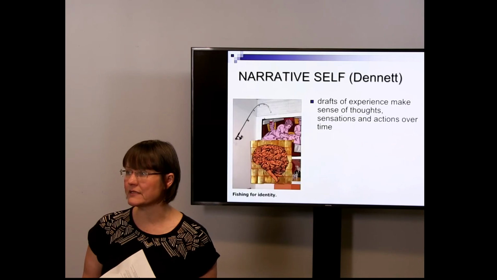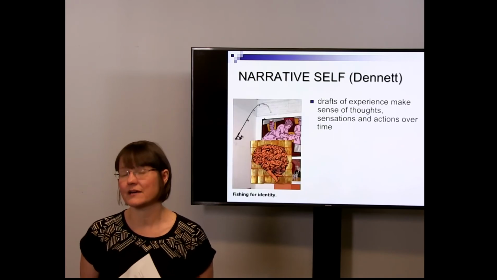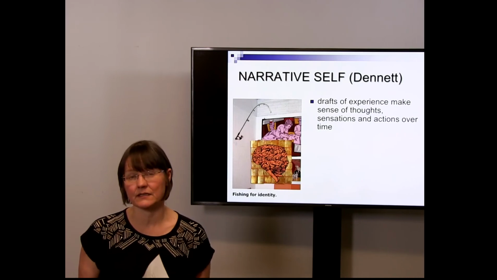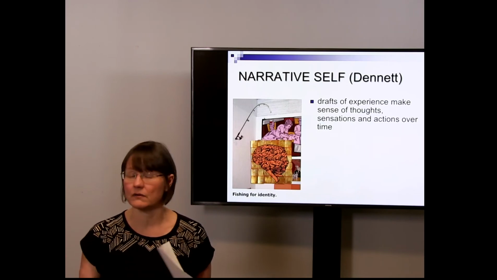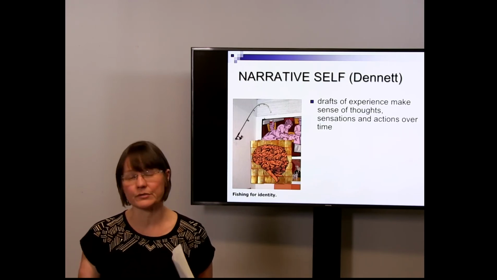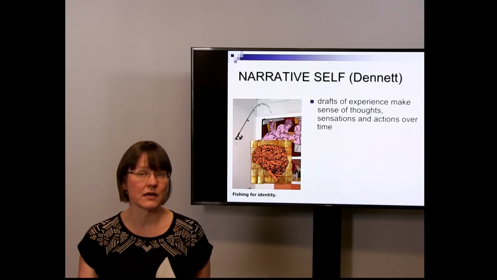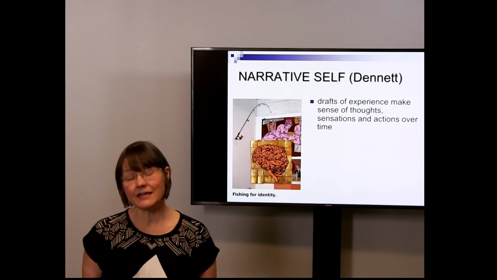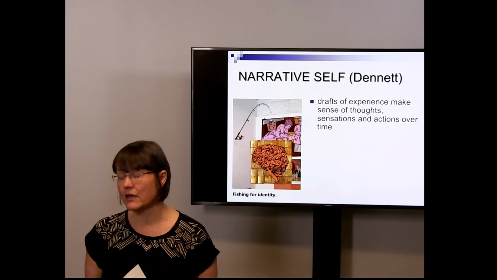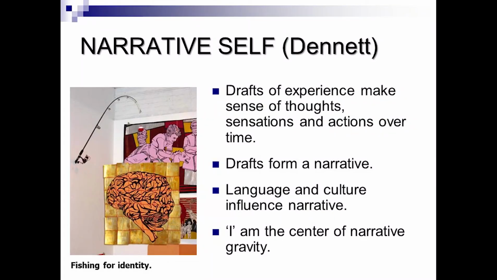Okay, last view is the narrative self, and we'll recognize this narrative self from Dennett. Dennett, you'll remember, is the multiple drafts theorist. He talked about consciousness as a matter of numerous different drafts being produced over the course of time, and consciousness as simply the draft that gets reported at the end. And that connects very well with his view of the self. We've got this basic idea that there are drafts of experiences that make sense of our thoughts and sensations and actions over time. So I'll produce a draft of my experience right now, and that's going to be part of the narrative that forms myself.